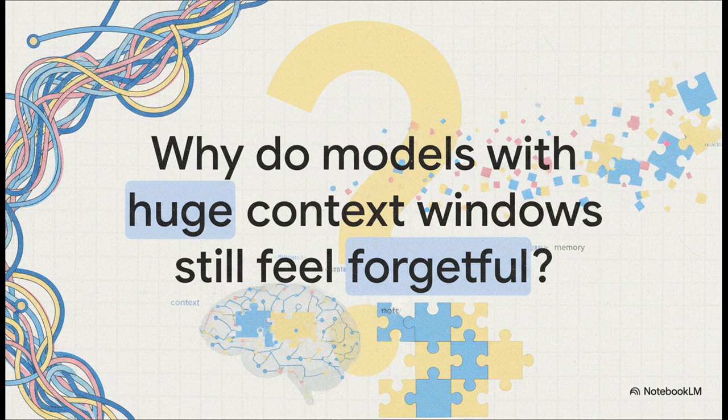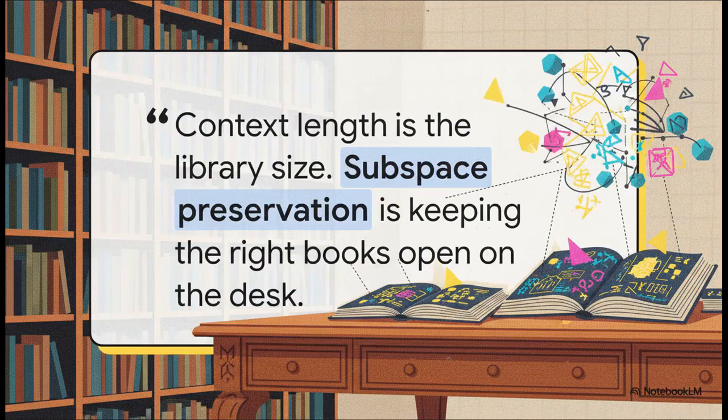Okay, now for a question that I know we have all felt. You give a model a massive document, a huge amount of context, but then halfway through the conversation, it seems like it's completely forgotten the first thing you told it. Why on earth does that happen? Well, the answer lies in this absolutely brilliant analogy.